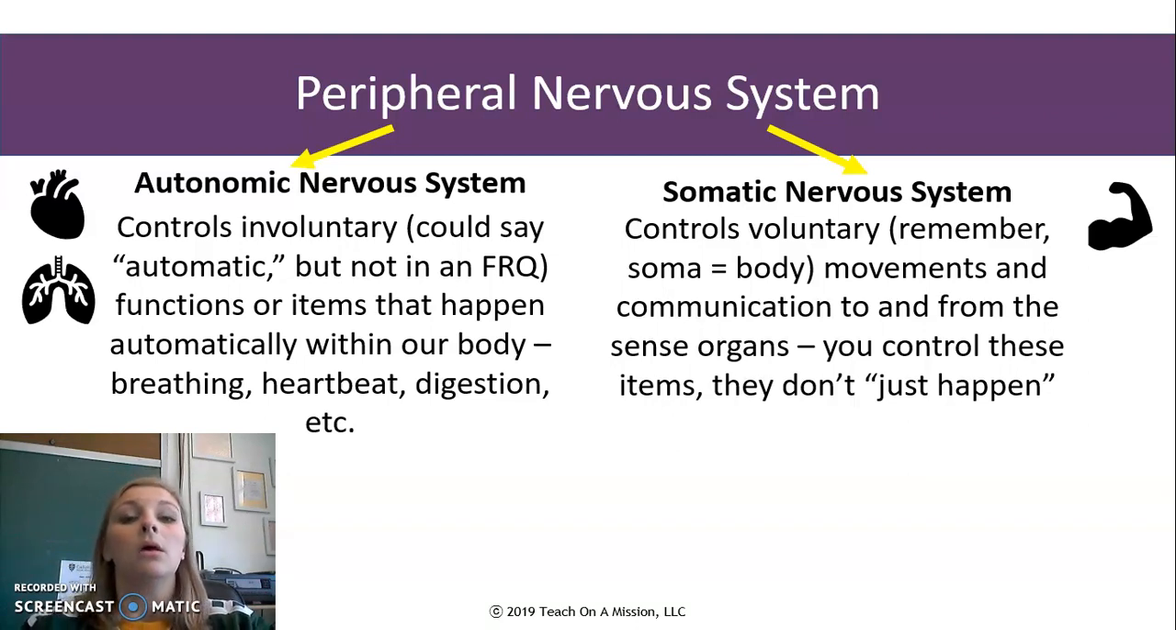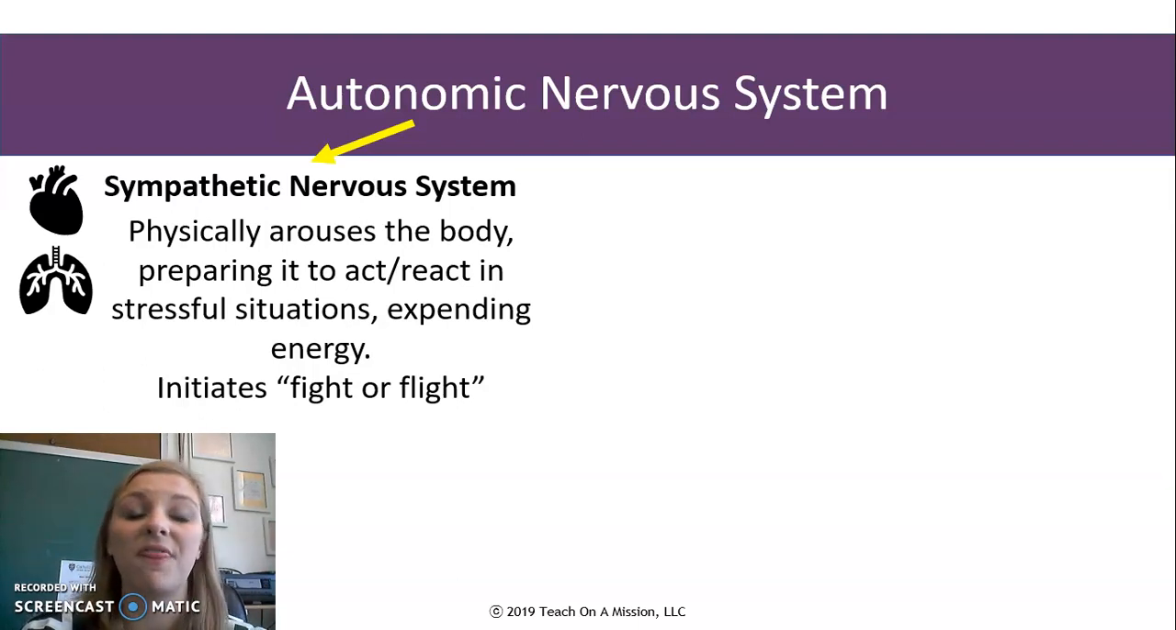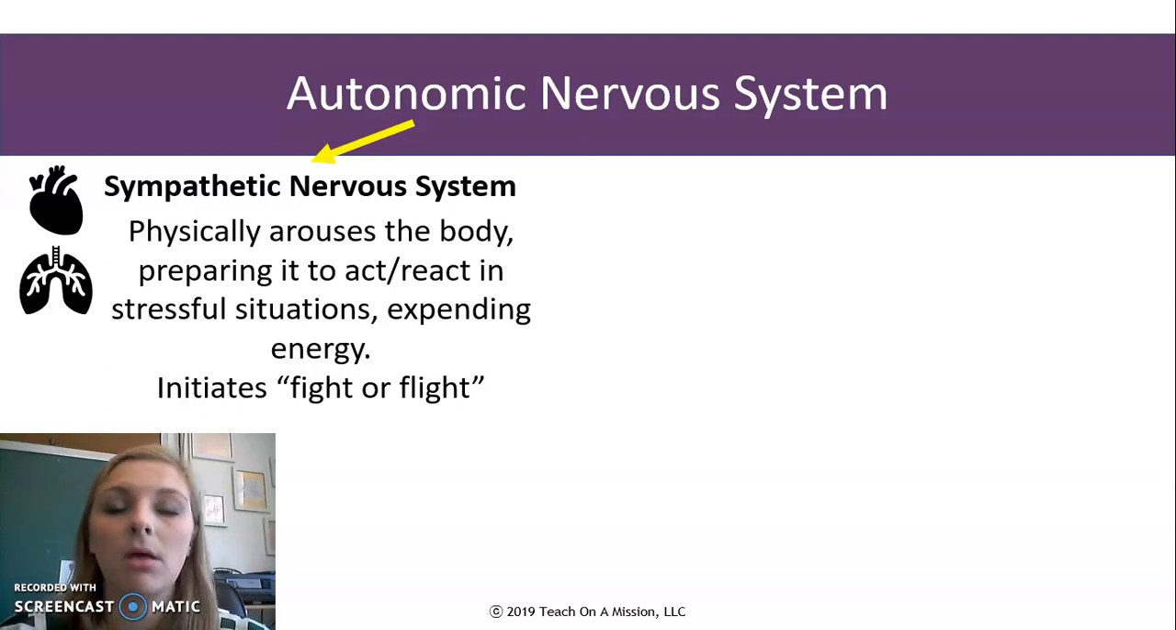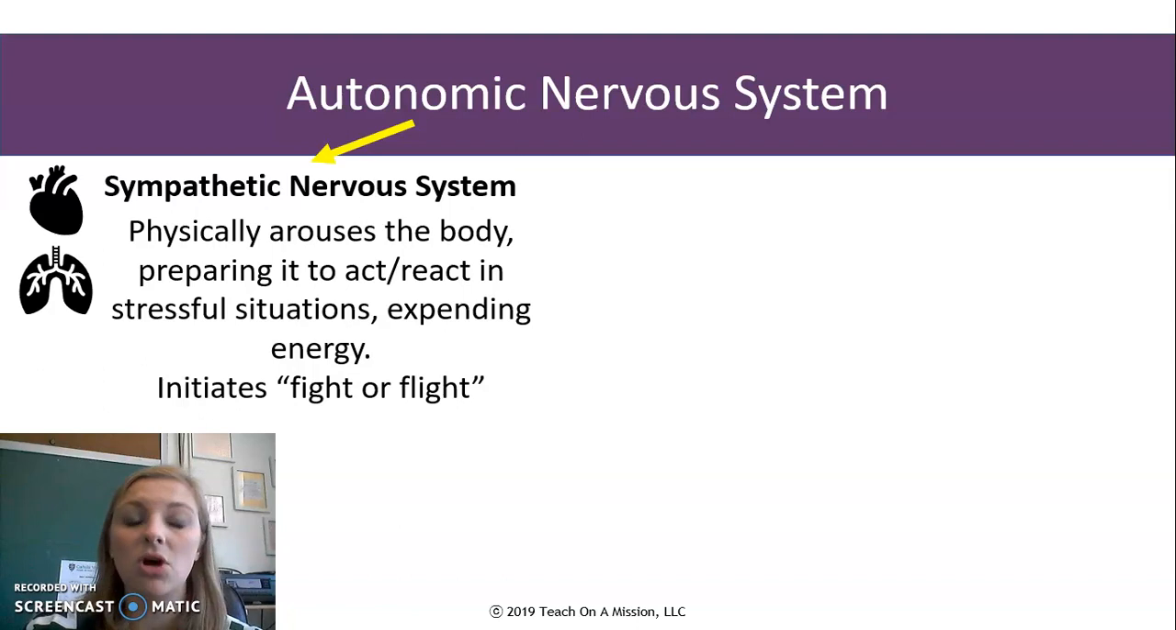Okay. Let's go back to the autonomic nervous system because it is broken down again into two divisions. And those two divisions are the sympathetic nervous system. So our sympathetic nervous system arouses the body. It gets our body ready for fight or flight. It prepares us to act or react in a stressful situation, expending energy, getting us ready to do something.